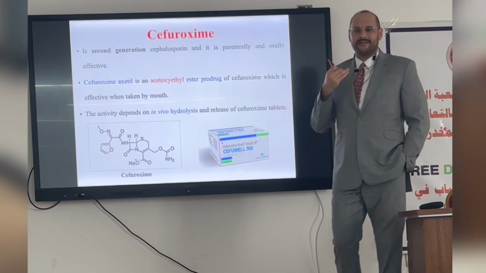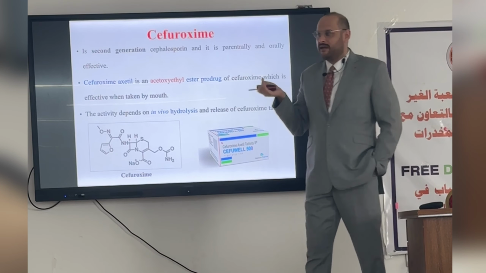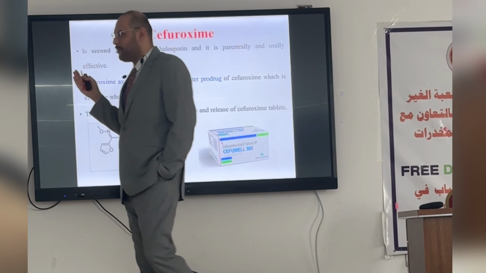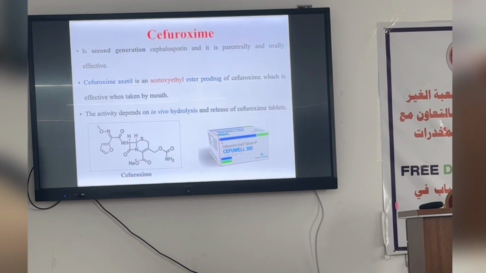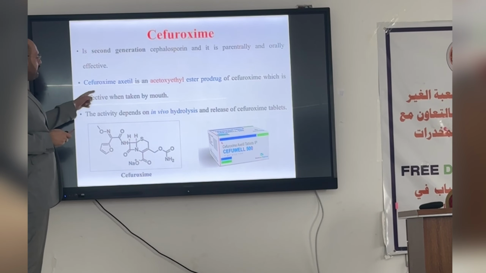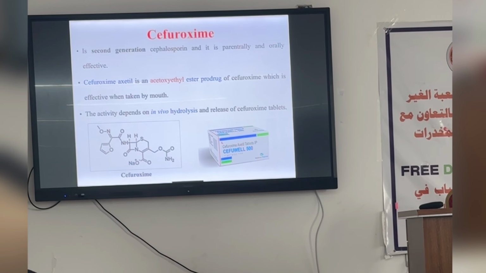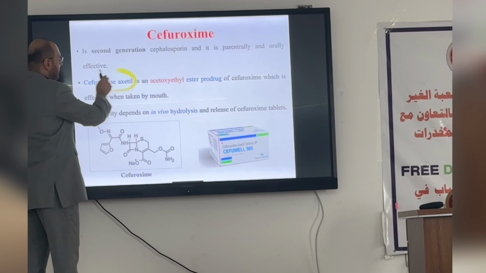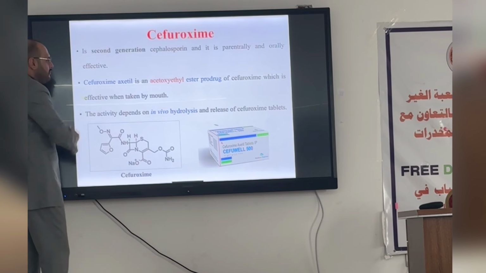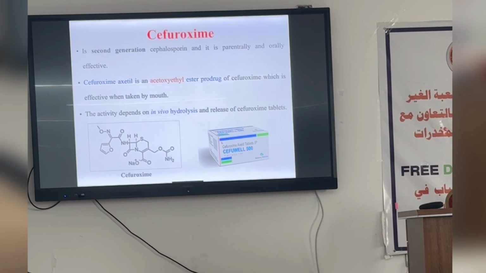And you know it's not as easy as I say, because we have different routes for metabolism. We have active metabolite, inactive metabolite, or less active metabolite. We have different types of metabolism. But it is important for you to know that cephalosporin axial is an acetoxyethyl ester prodrug. The point of difference to the cephalosporin is that it is an acetoxyethyl ester prodrug of cephalosporin.